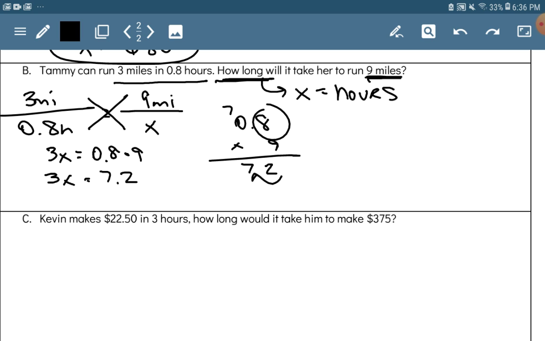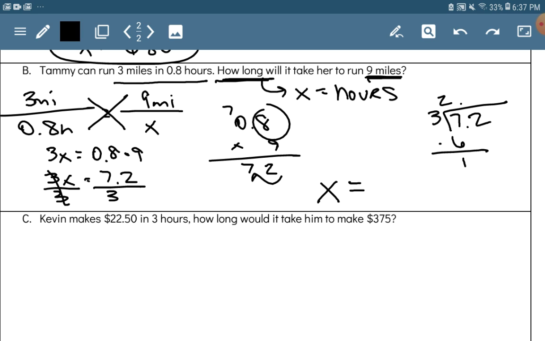I still need to get x alone, so my second and final step to solve a proportion is to divide by the number that's attached to x. This time it's a 3. 3x divided by 3 is just x. We need to figure out what 7.2 divided by 3 is. Bring the decimal up. 3 can go into 7 2 times with 1 left over. 3 can go into 12 4 times with nothing left over. Therefore, my answer is 2.4.